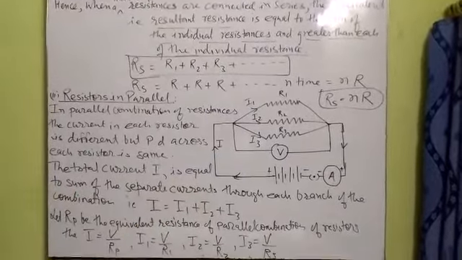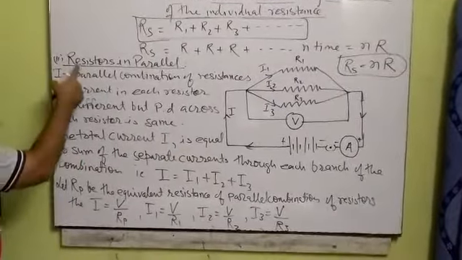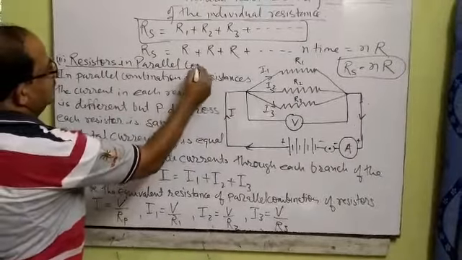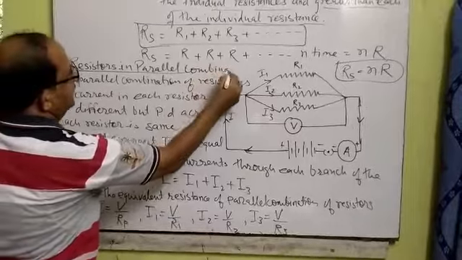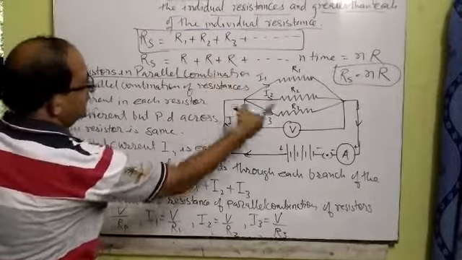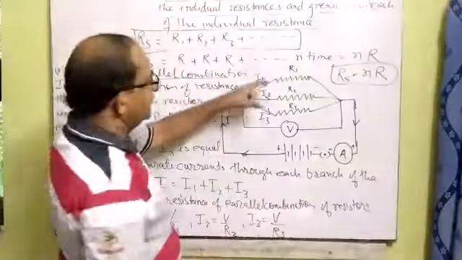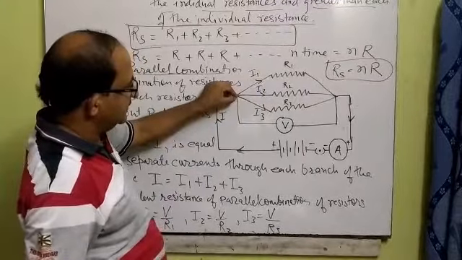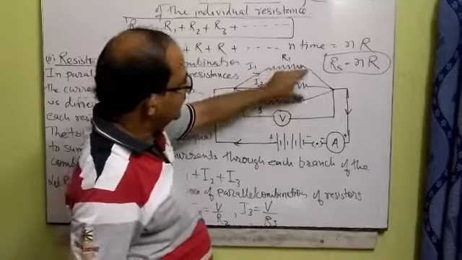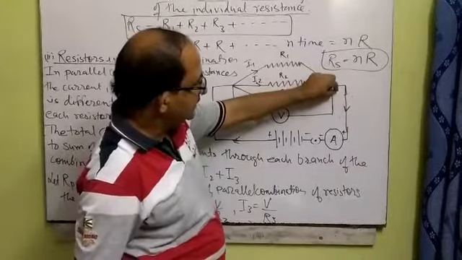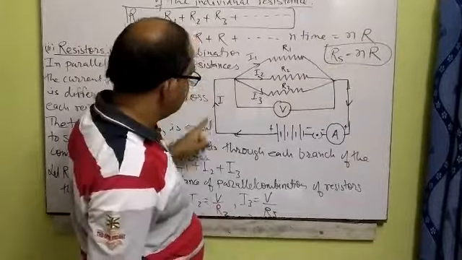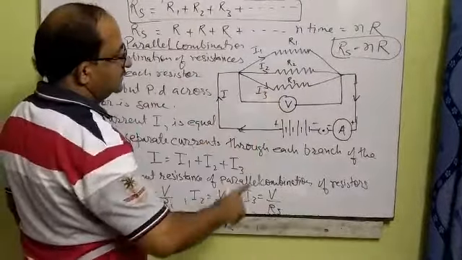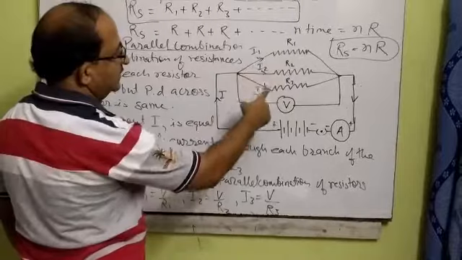Now, the second type of combination is resistors in parallel combination. It means we can connect the resistors in parallel combination. The figure is shown here. When one endpoint of each resistor is connected at a point, and the other endpoints are connected at another point, and these points are connected in a circuit, then this kind of circuit is known as a parallel combination.